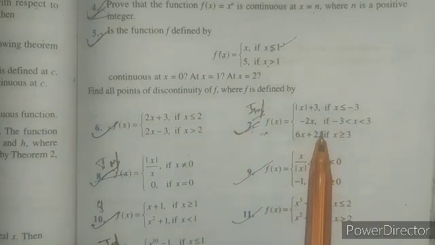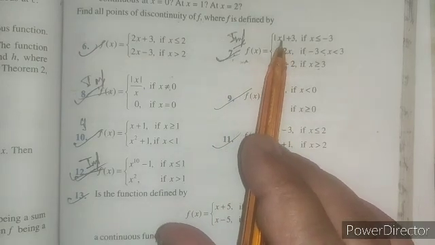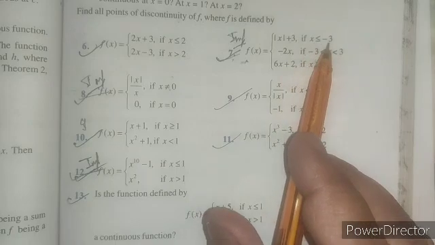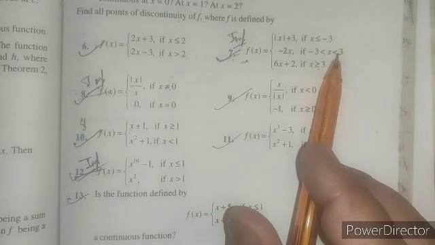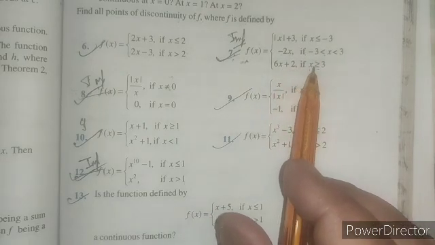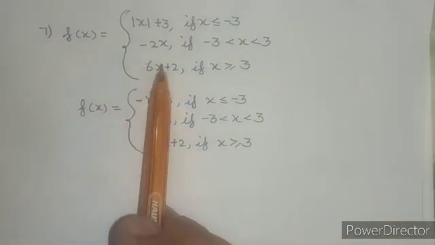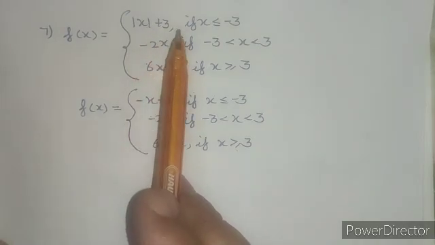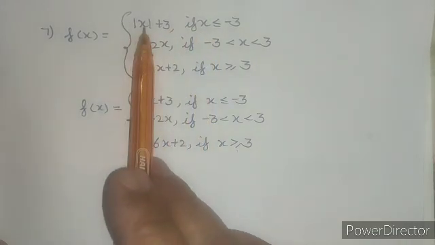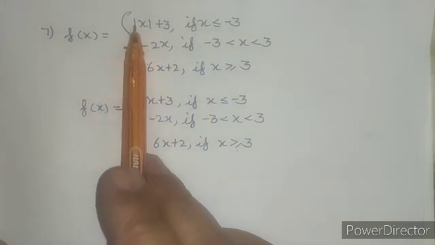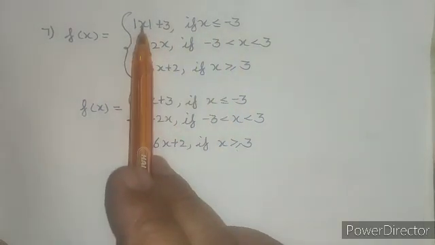now I am doing 7th part of it, where function f(x) is equal to mod x plus 3 if x is less than equal to minus 3, minus 2x if x is greater than minus 3 and less than 3, and 6x plus 2 if x is greater than equal to 3. Now function f(x) was given to us. Now here if x is less than 0, then mod x will be negative, and if x is greater than 0 then mod x will be positive.